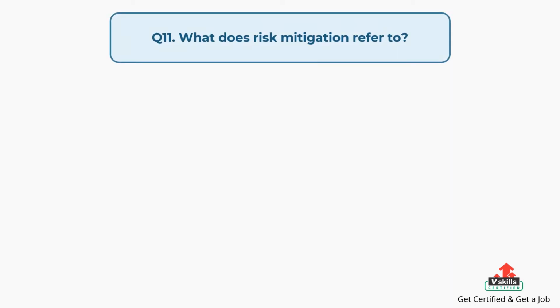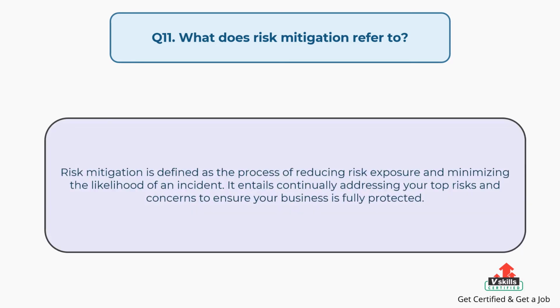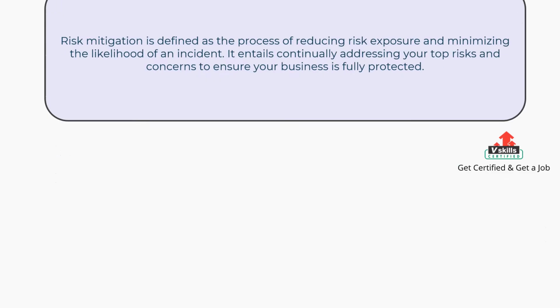Question number 11. What does risk mitigation refer to? The answer is risk mitigation is defined as the process of reducing risk exposure and minimizing the likelihood of an incident. It entails continually addressing your top risks and concerns to ensure your business is fully protected.